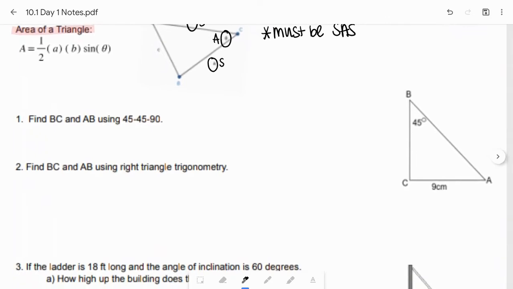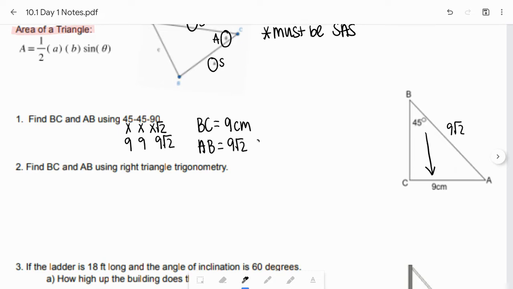So here in number 1, we have this triangle ABC. We want to find BC and AB using our 45, 45, 90 triangles. If you think back to geometry, when we have a 45, 45, 90 triangle, our sides are in a ratio of x, x, and x root 2. So across from our 45 angle is 9. So I would have 9, 9, 9 root 2 as my hypotenuse. So BC would be 9 centimeters, and then AB would be 9 root 2 centimeters.